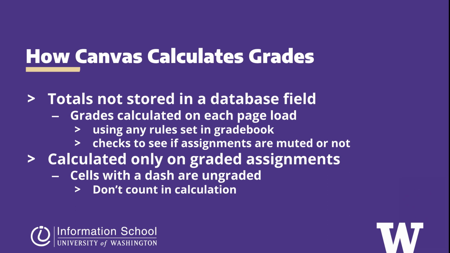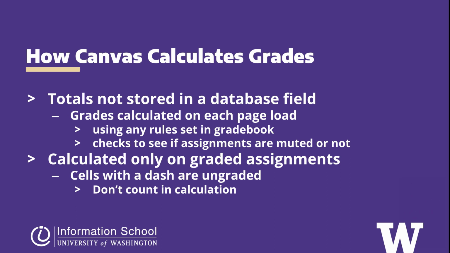The same is true on the student side, but on occasion, like when assignments are muted, the total grade for the student could be different than what the instructor sees in their gradebook. The other thing to understand is that Canvas only calculates grades based on assignments that have been graded, meaning that if there is a dash in the gradebook, that score won't be calculated in the total.